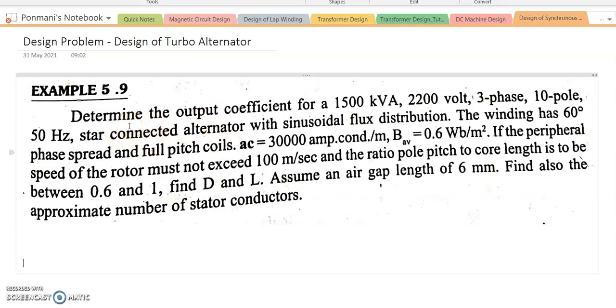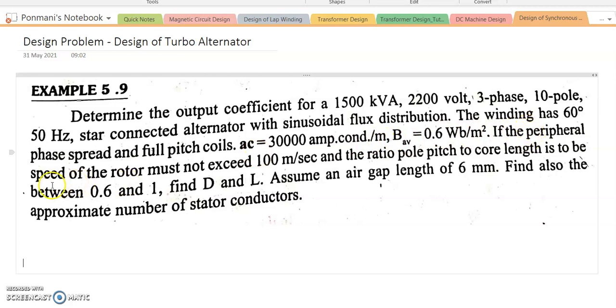Here we have to determine the output coefficient for a 1500 kVA, 2200 volt, 3 phase, 10 pole, 50 Hz star connected alternator with sinusoidal flux distribution. The winding has 60-degree phase spread and full pitch coil. B average and AC are given.